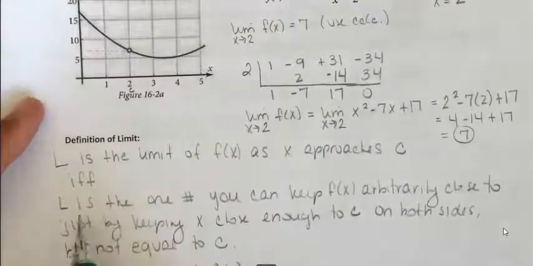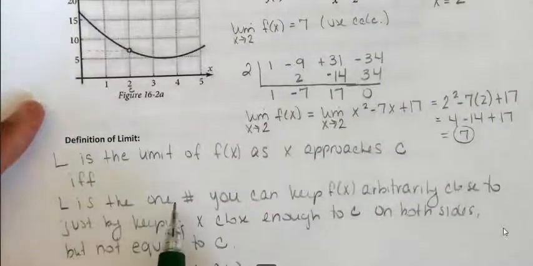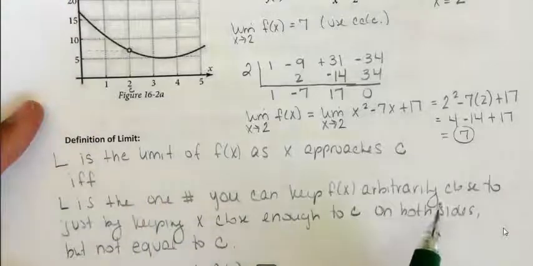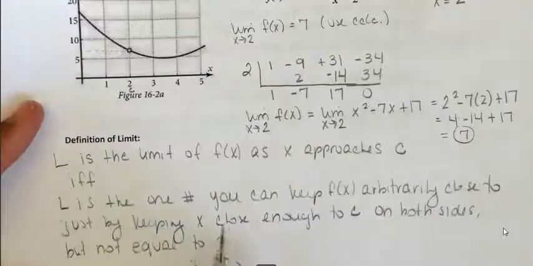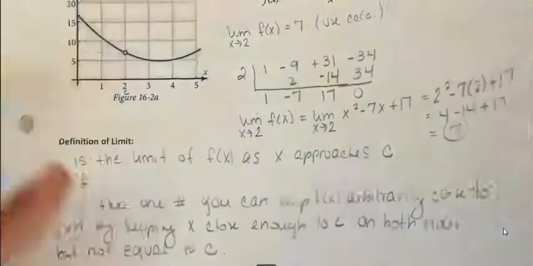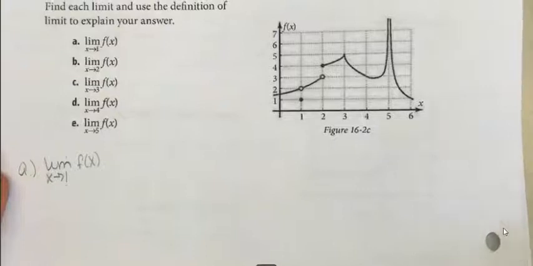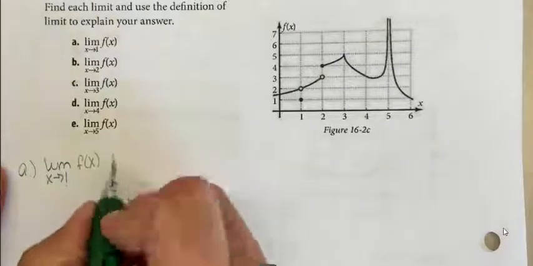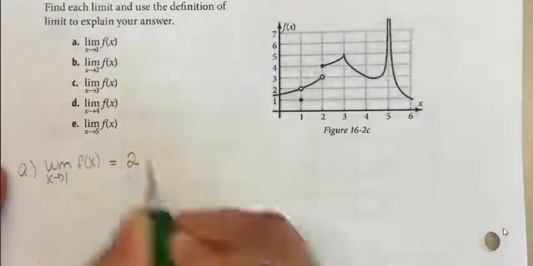It also says that the limit is the one number you can keep f of x arbitrarily close to just by keeping x close enough to c on both sides, but not equal to c. Okay, so we're not looking for the actual value of f of 1. We're looking for the limit as this thing approaches 1. Okay, so we know that our limit's going to be 2.